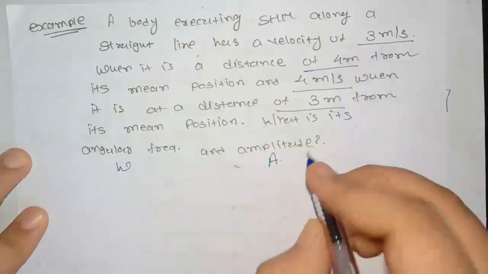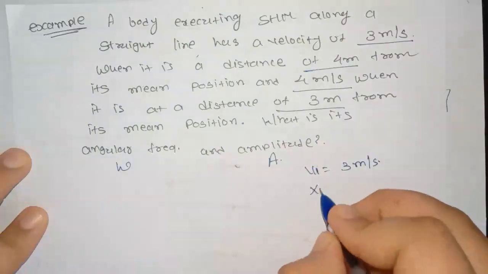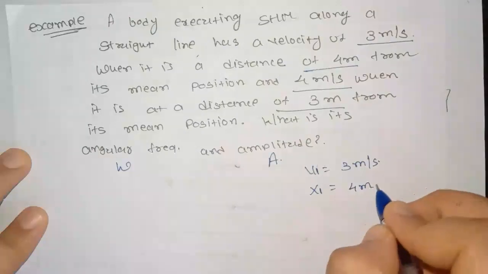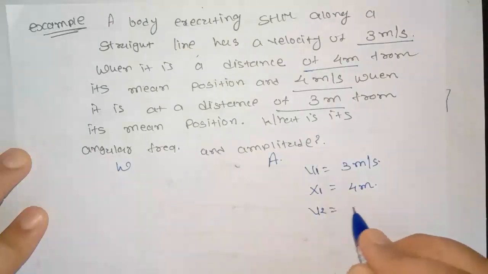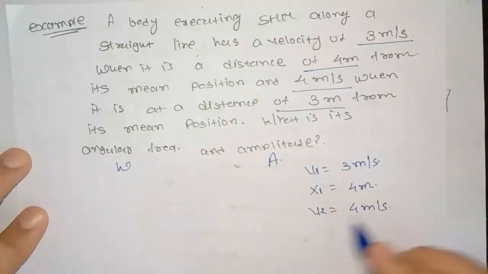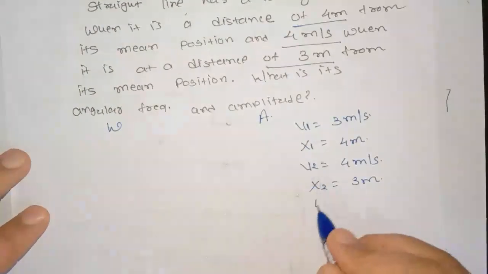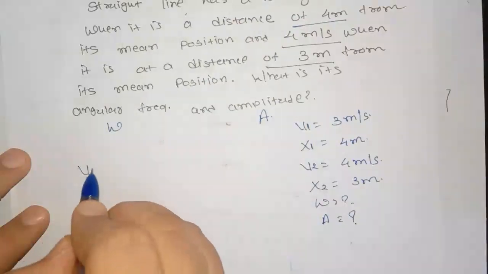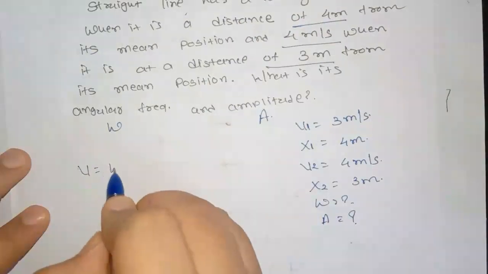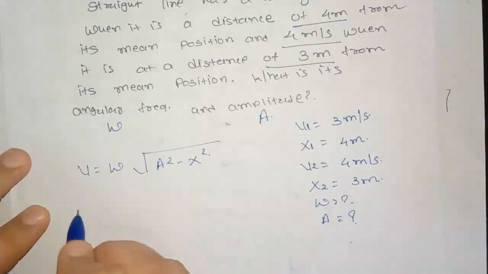The velocity is v1, 3 meter per second, at position x1 equals 4 meter, and velocity is v2, that is 4 meter per second, at position x2 equals 3 meter. We want to find omega and amplitude. The velocity position equation is given by v is equals to omega under root a square minus x square.